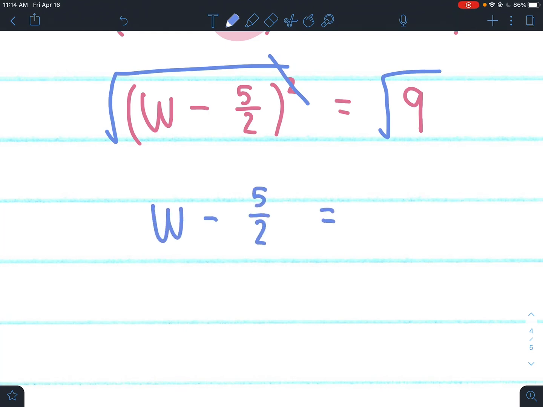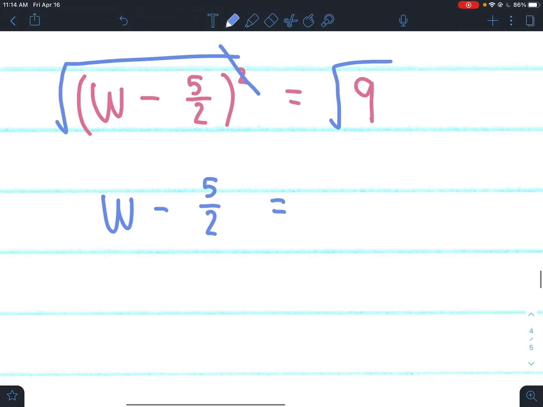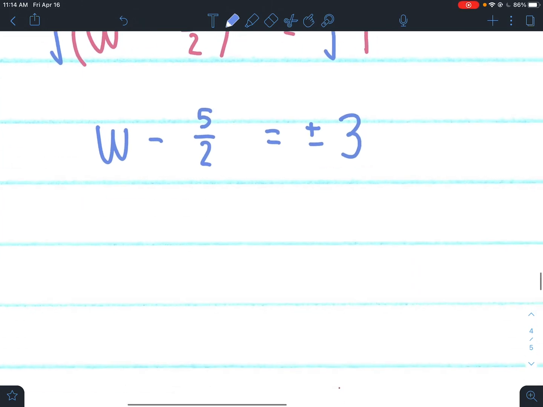now is the square root of 9 a whole number? It is. We get 3, but not just 3, positive or negative 3. So remember, we always have a plus or minus sign. Anytime you create a square root, you have to put a plus or minus in the front.